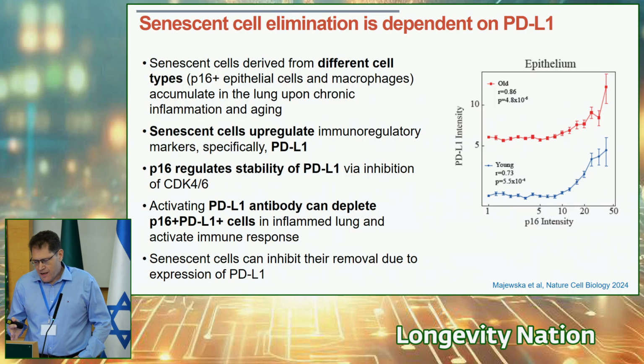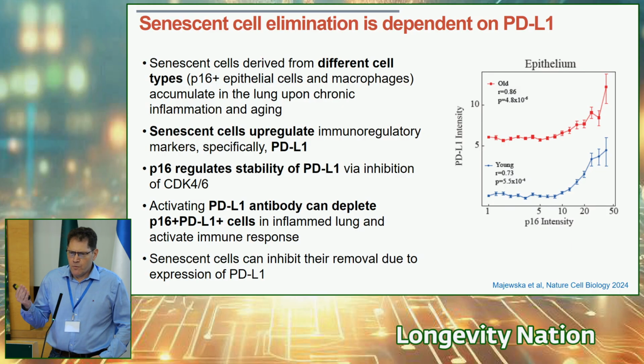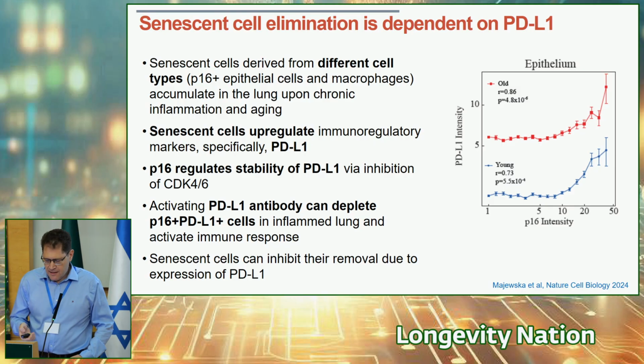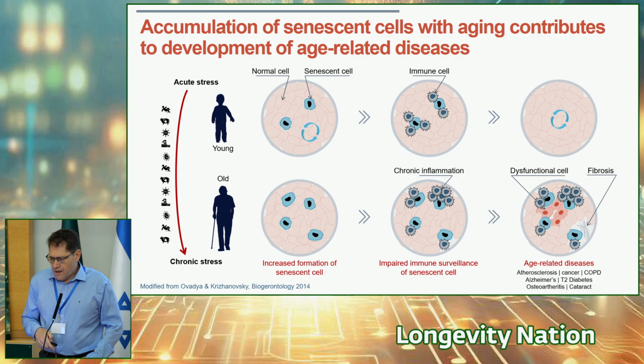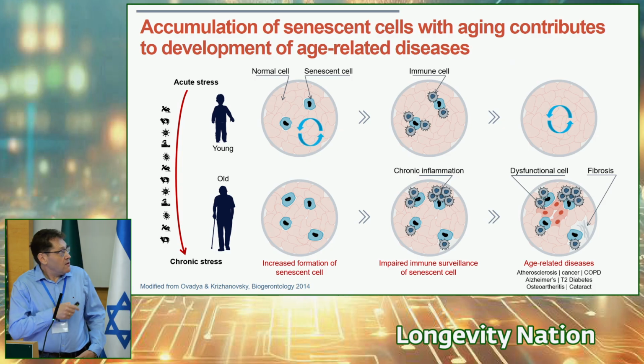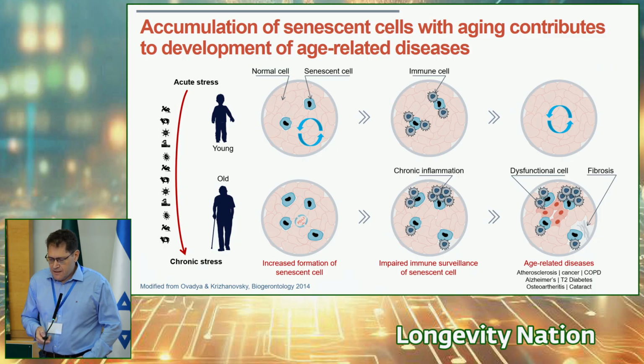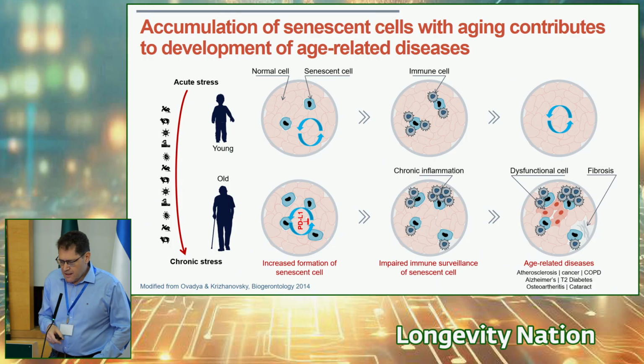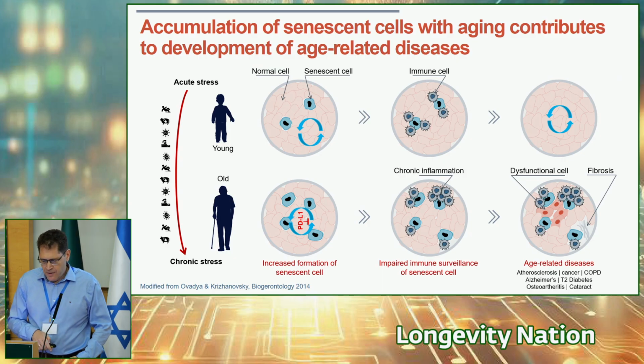We also were able to use different antibodies to eliminate these P16 positive, PD-L1 positive cells from the lung. One of the ideas is that because PD-L1 is an immunoinhibitory molecule that can inhibit elimination of senescent cells, it can explain why the turnover of senescent cells is inhibited in aging. As I mentioned in the beginning, there is a normal turnover of senescent cells in the organism, so we can suggest that an increase in PD-L1 and some other immunoinhibitory molecules is the mechanism that inhibits turnover of senescent cells with aging and leads to their accumulation and to the deleterious consequences of their accumulation that we observe.